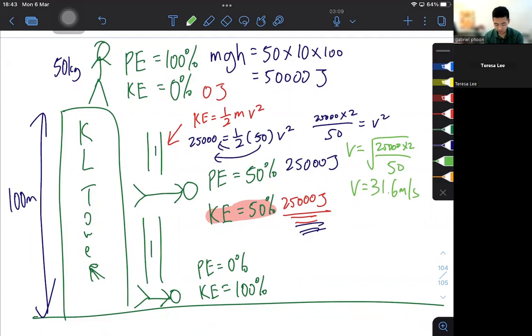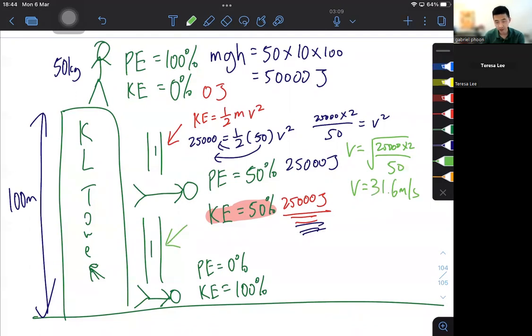Okay. So, guys, what if I want to calculate the speed here? What do I do? Before I ask you guys to find the speed, Teresa, do you understand what's going on or not? Do you have any questions you want to ask?